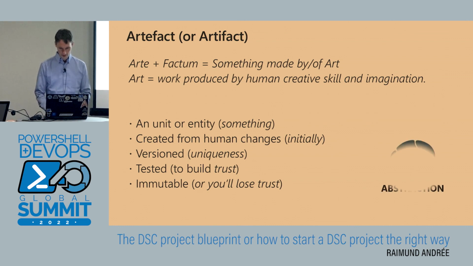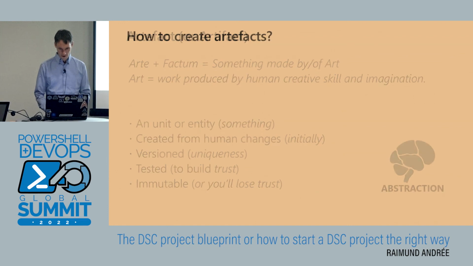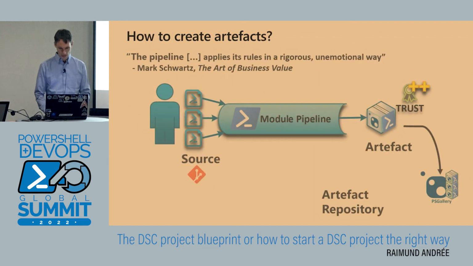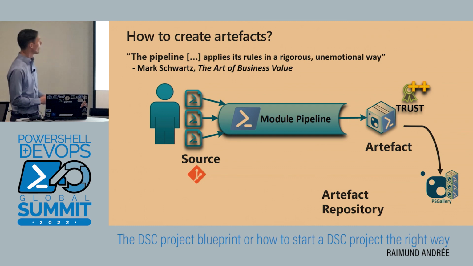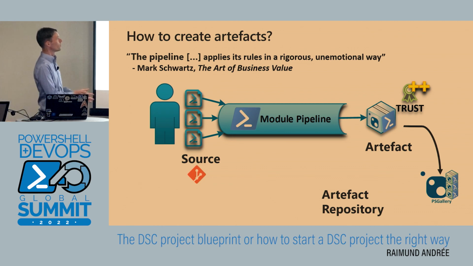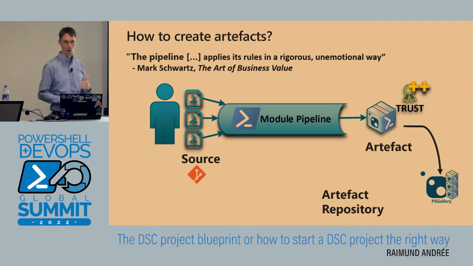And the question is, how do we create the artifacts? And the solution is a release pipeline. What we have seen already a little bit, right? We have the build script, and the build script creates everything that we need to actually get DSC going. And another very good quote is, the pipeline applies its rules in a rigorous, unemotional way. The pipeline always works.